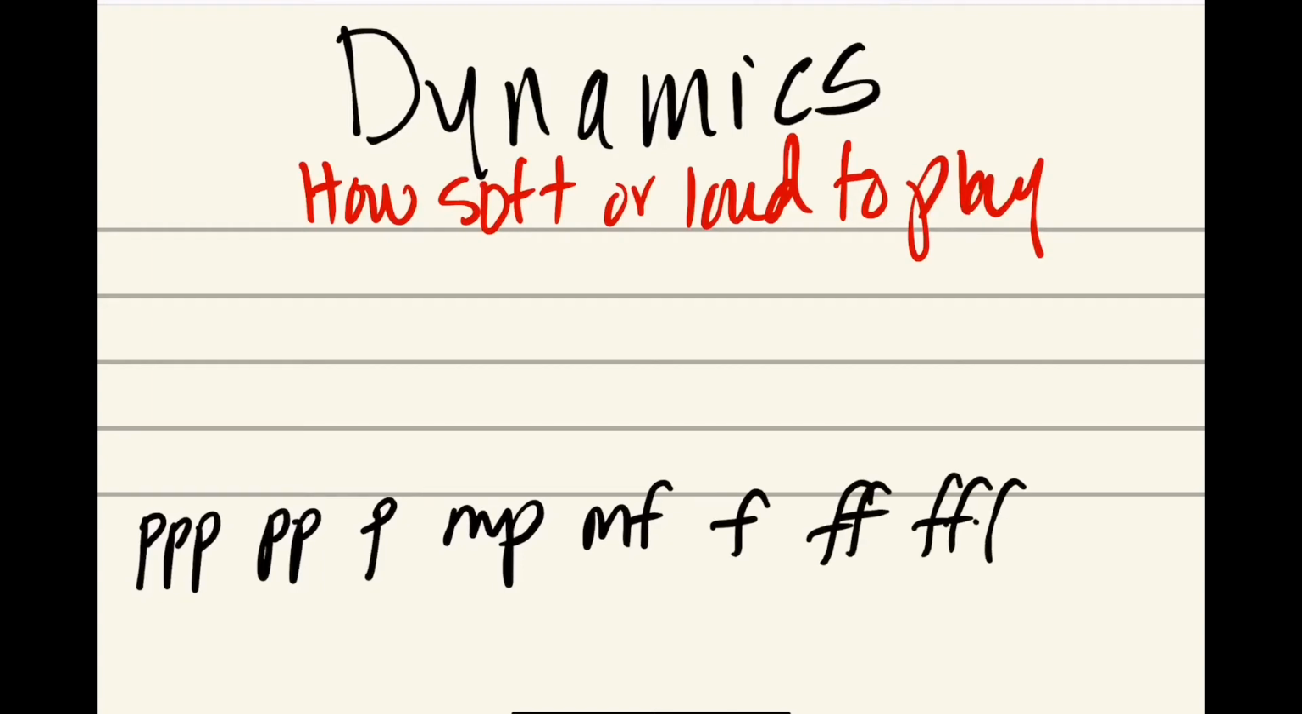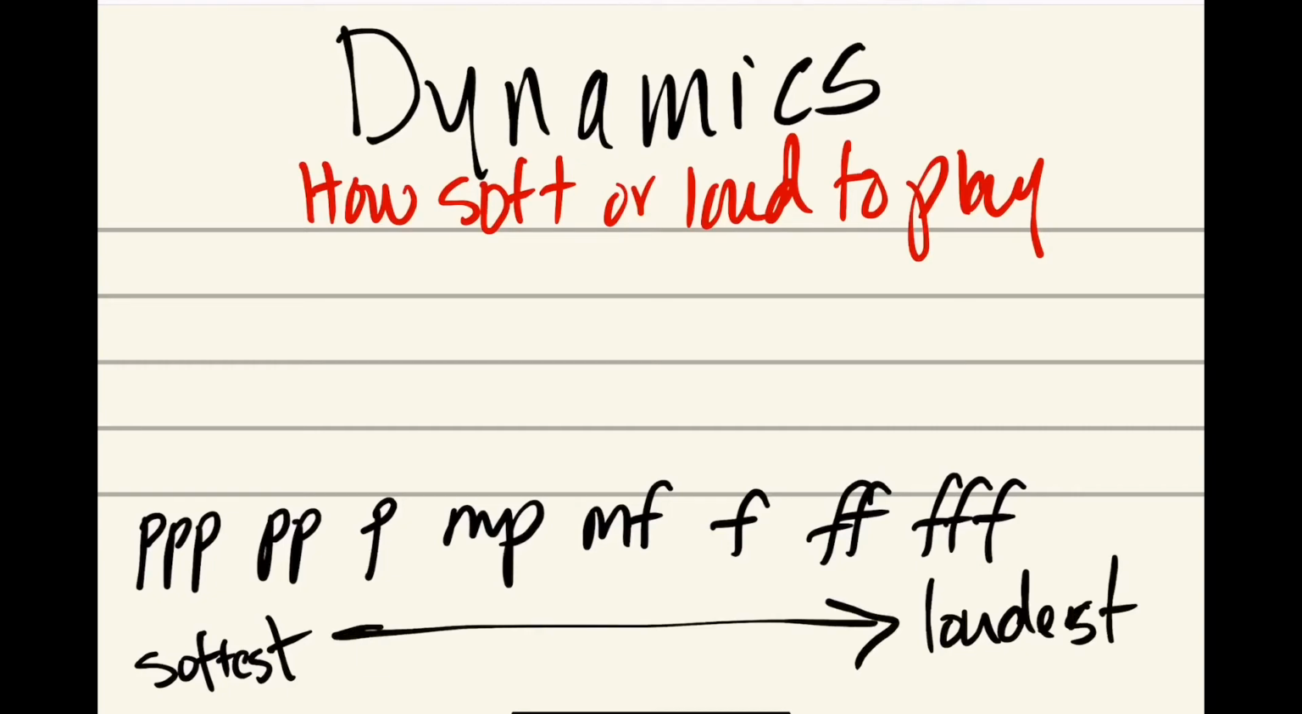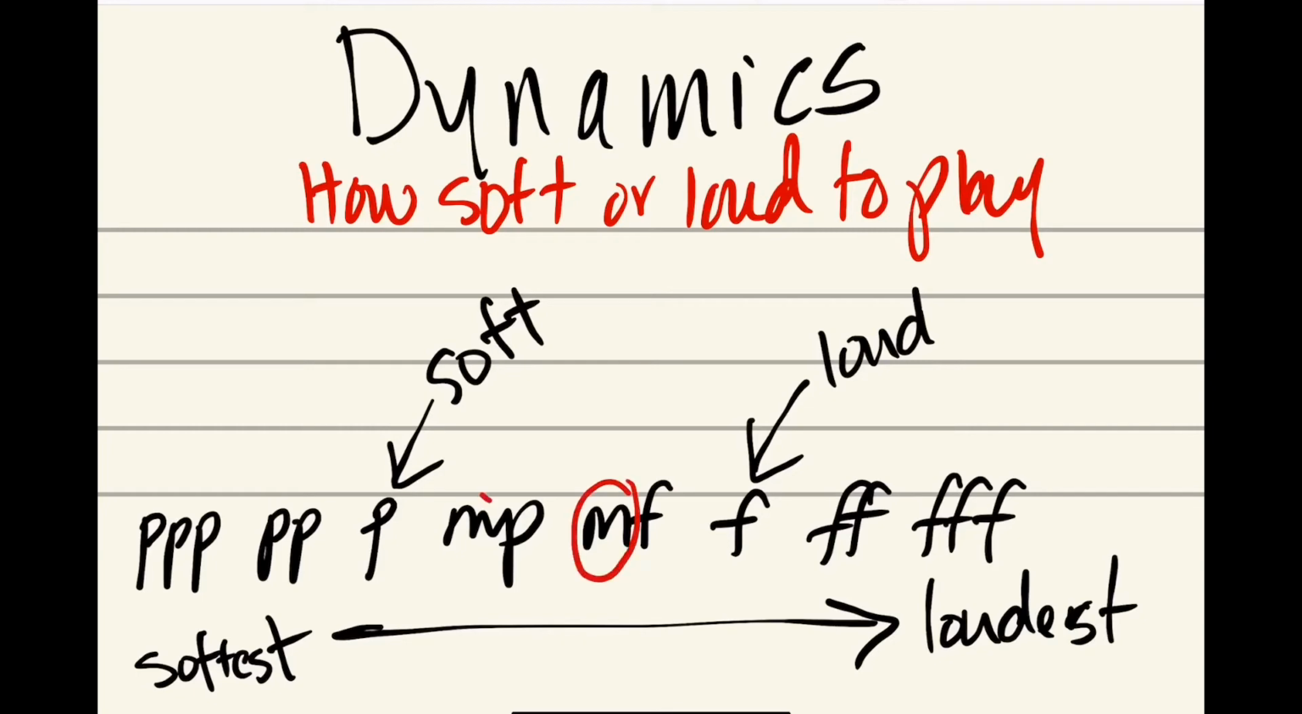So we start with the softest, which is three P's, then go up to two, one, mezzo piano, mezzo forte, the two F's, and then the three F's, from softest to loudest, okay? So the F is loud, forte, like in Spanish, fuerte, and the P is piano. And that M stands for mezzo or medium. Mezzo spelled M-E-Z-Z-O. Mezzo or medium. So MP would be medium soft, MF would be medium loud, or mezzo forte or mezzo piano.